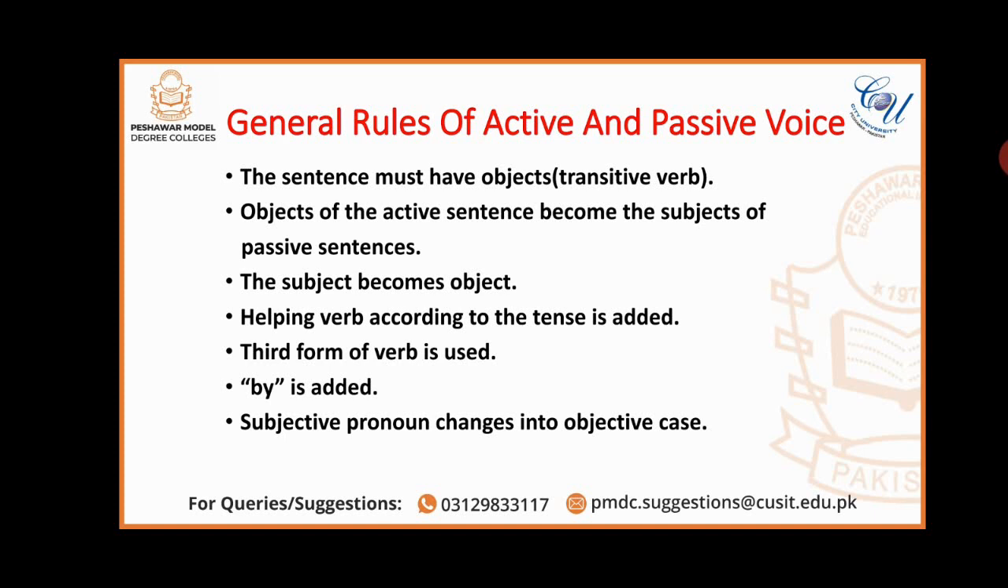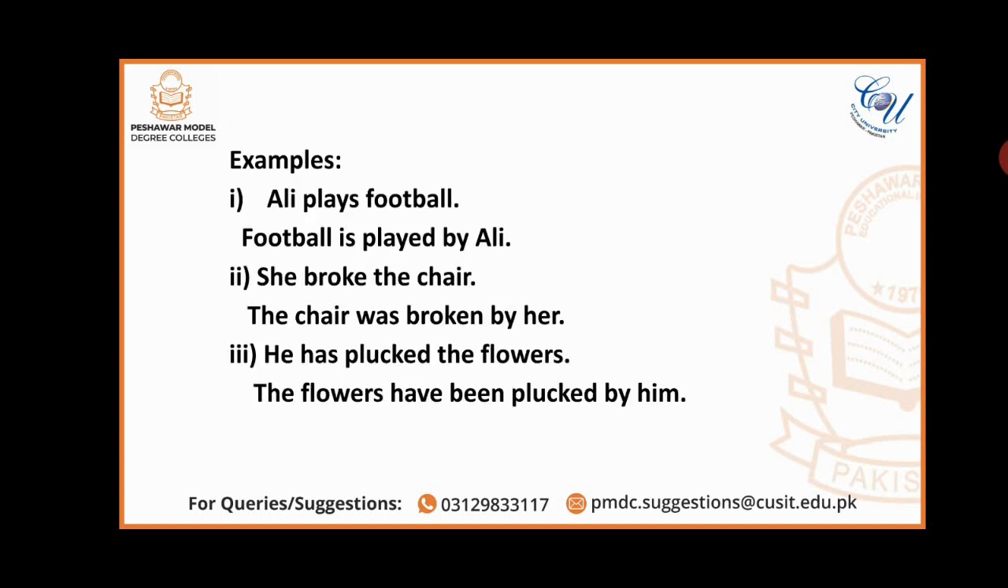A helping verb according to the tense is added; after the subject you have to add a helping verb, an auxiliary, according to the tense and subject. In passive voice, always the third form of the verb, the past participle, is used. By is added, and after by there would be a pronoun change, meaning the subjective case of the pronoun will be converted into the objective case. Like he would be converted into him, she into her, they into them. These are the general rules.